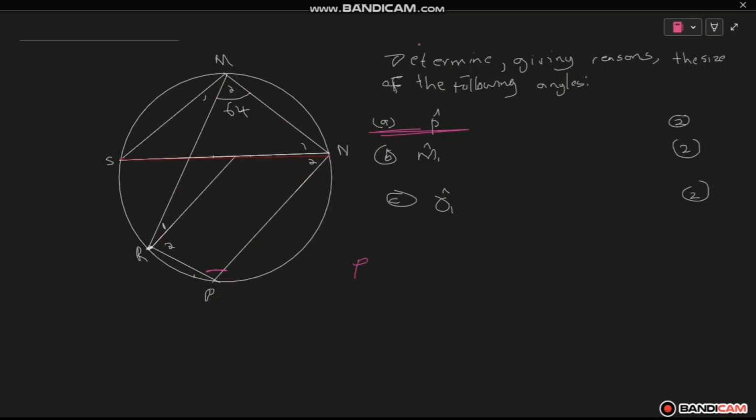But now they want us to find the value of P. Therefore, P plus angle M2, not M1 and M2, but M2 only, because they are opposite angles of a cyclic quad. That's the reason that you will use. And make sure that M, P, R, and N touch the circumference.